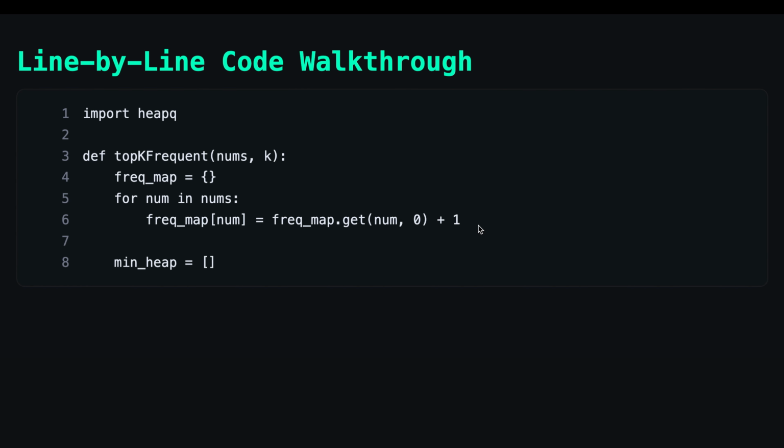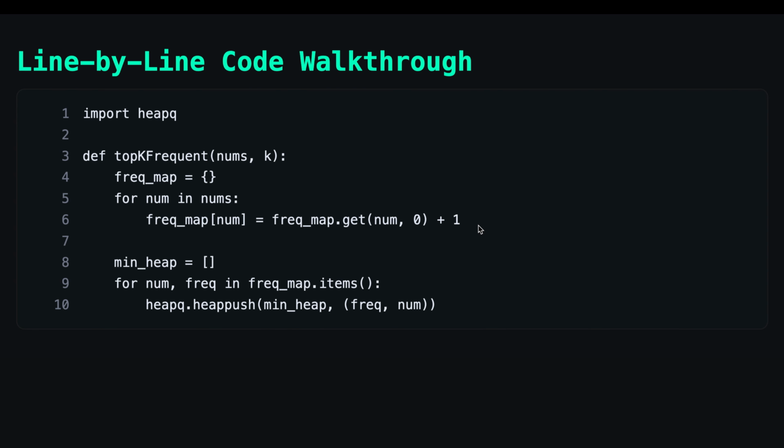Now, after counting the frequencies, we create an empty list called min_heap, and this will act as our min heap, meaning the smallest frequency element will always stay at the top. Now we loop through each key value pair in our frequency map, that is every unique number along with its frequency. And for each number, we push a tuple frequency, num into our heap. And since Python's heap queue creates a min heap by default, the heap will be ordered based on the frequency. The smallest frequency element will come first.